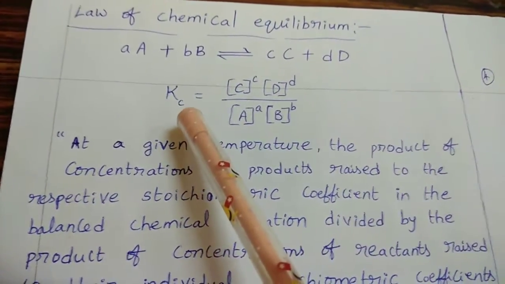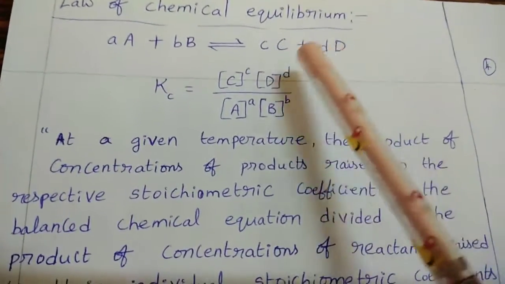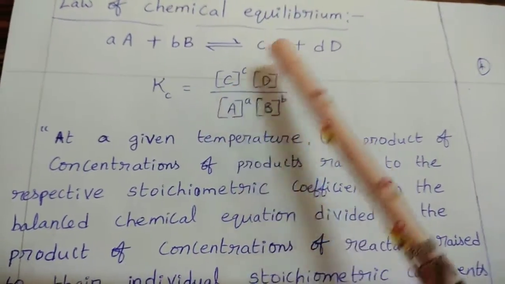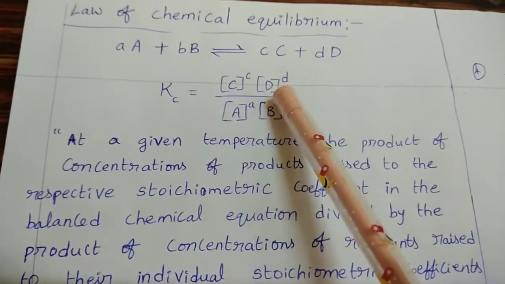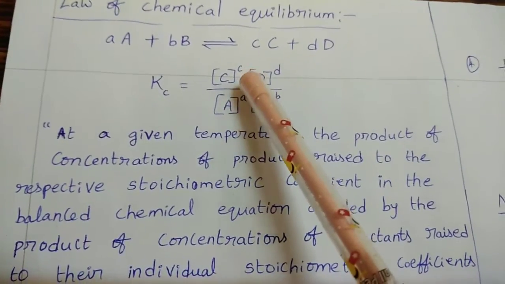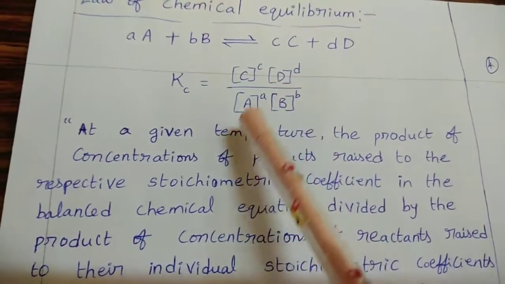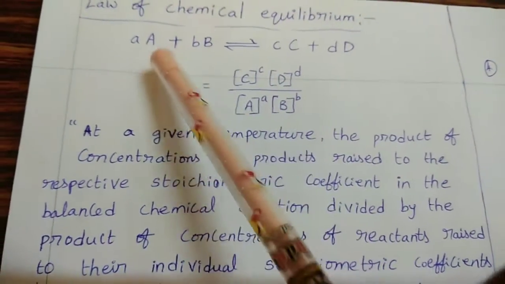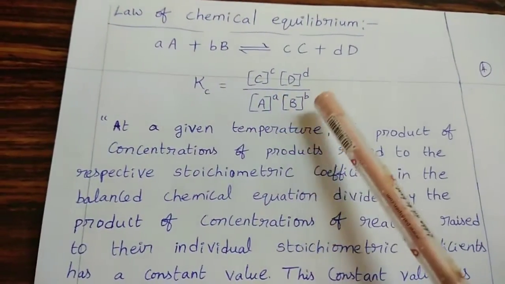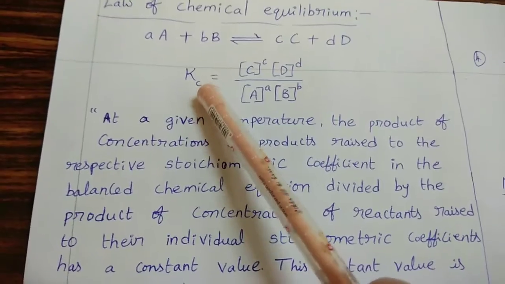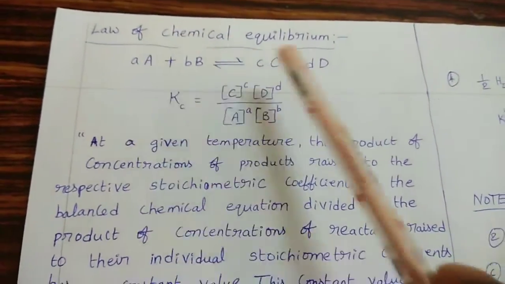Now for this equilibrium constant, Kc equals the product of concentrations of the products raised to their stoichiometric coefficients, c for this and d for this, divided by the product of concentrations of the reactants raised to the powers of stoichiometric coefficients a and b. These are products, these are reactants. So this value is constant. This is the equilibrium constant.